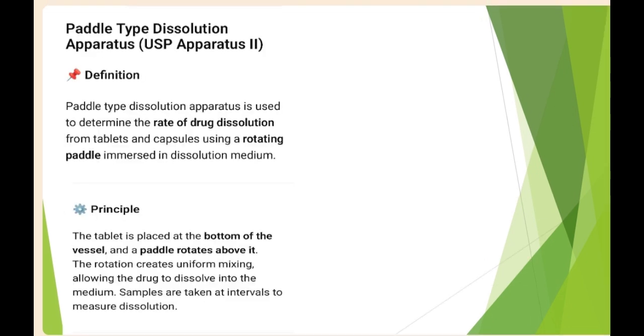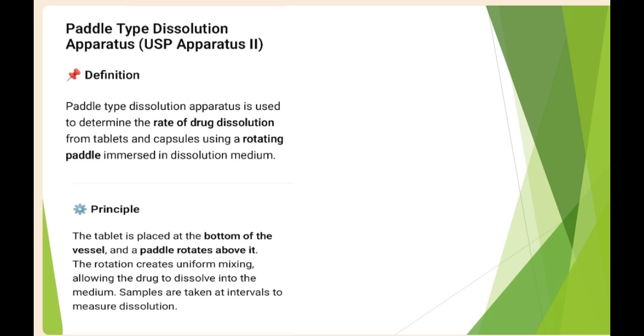Next, move on. Paddle type dissolution apparatus. Definition: paddle type dissolution apparatus is used to determine the rate of drug dissolution from tablets and capsules using a rotating paddle immersed in dissolution medium.